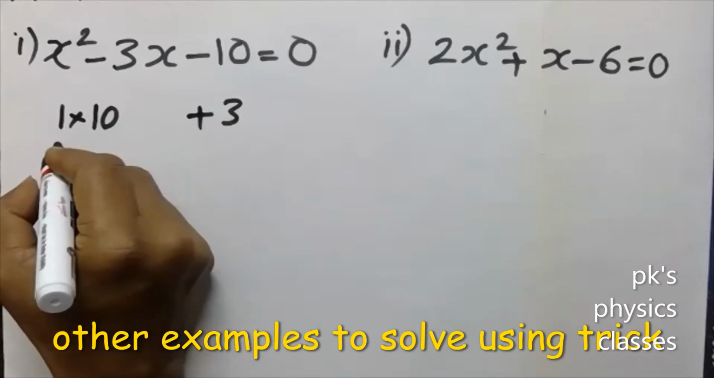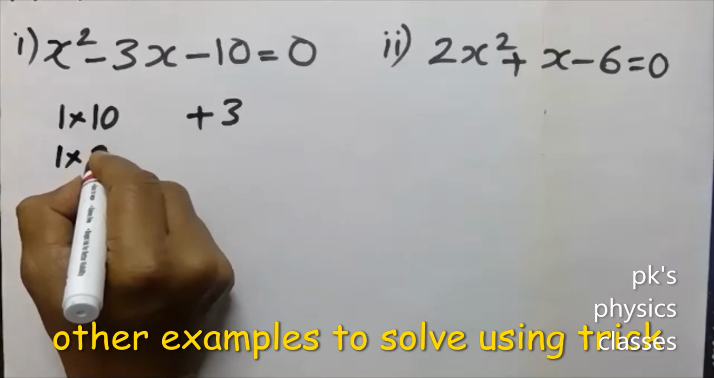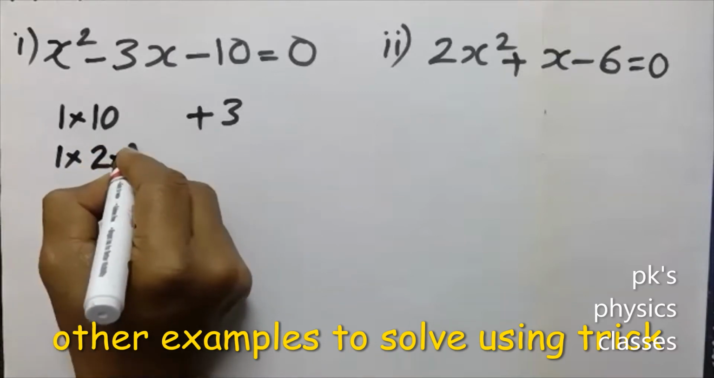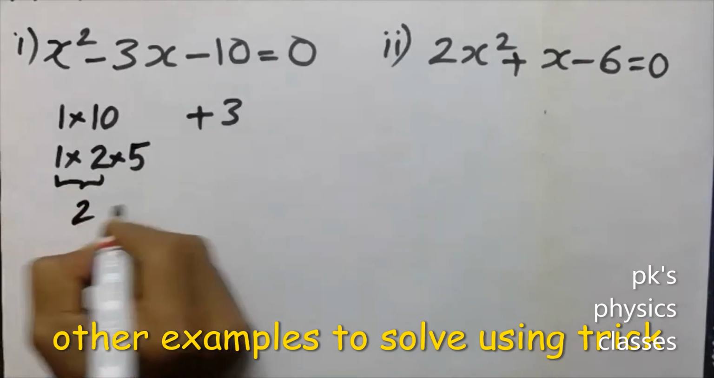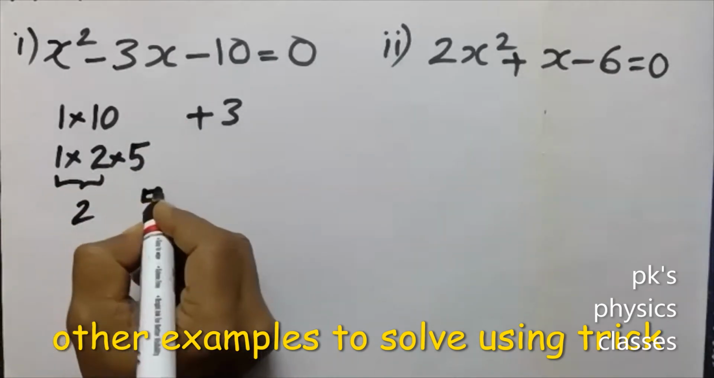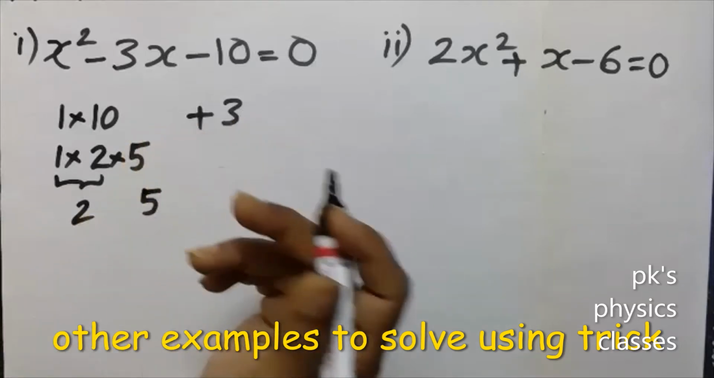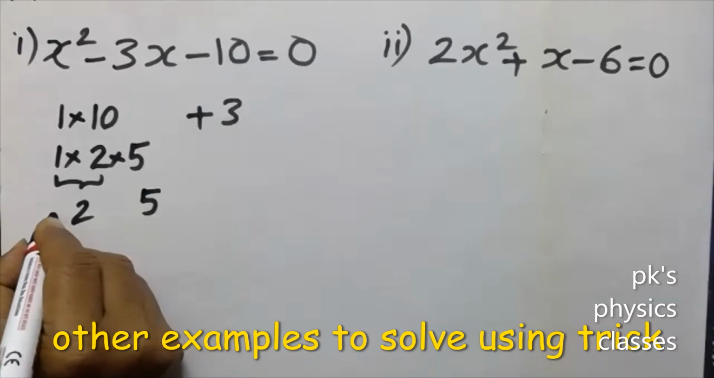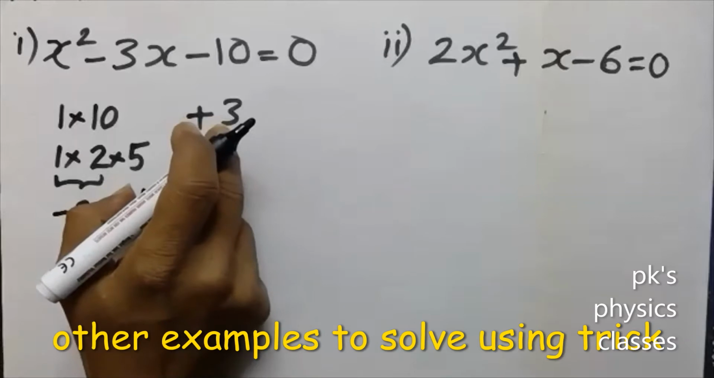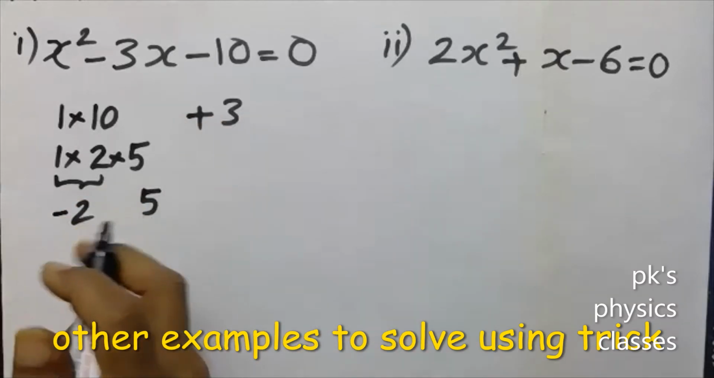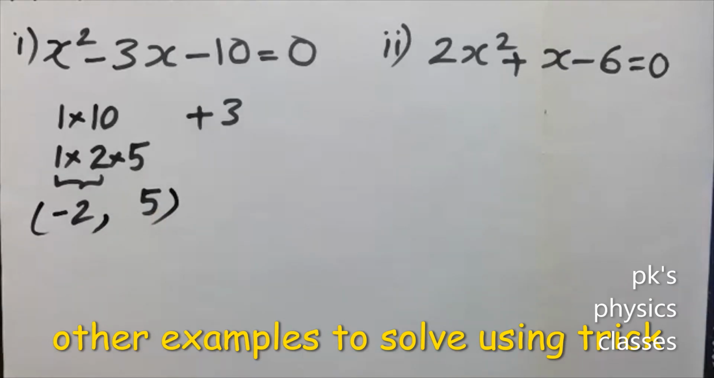Here 10, I can write it as 2 into 5. So if you multiply these two, what you will get? 2 and 5. So what operation should I perform between these two to get this plus 3? Just tell me. Keeping a minus sign before 2 and adding them, what you will get? Plus 3. Simply these two are the roots: minus 2, 5. That's it.